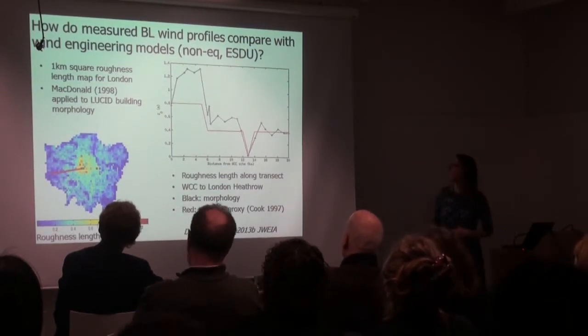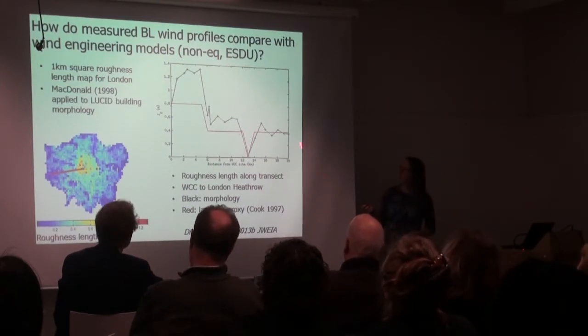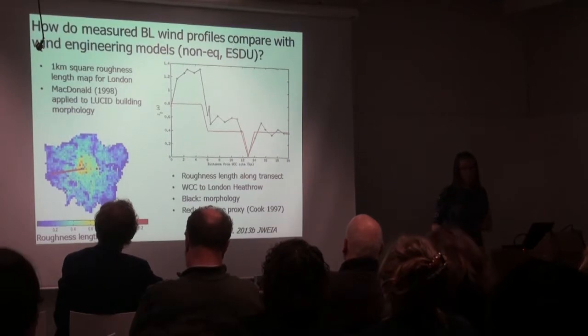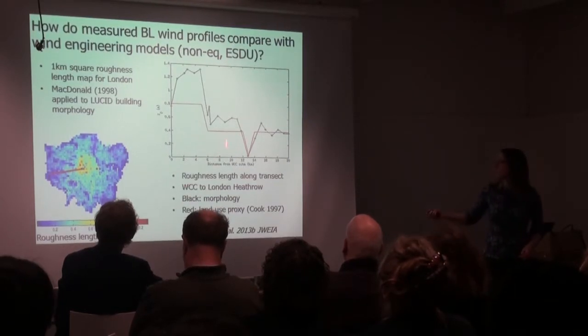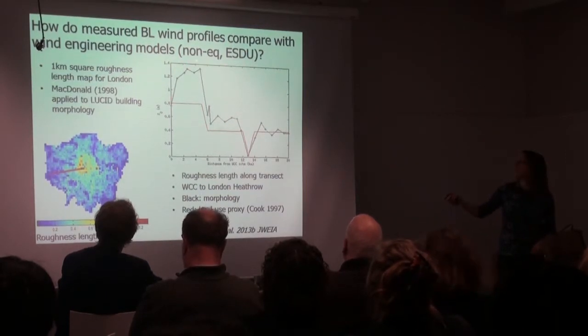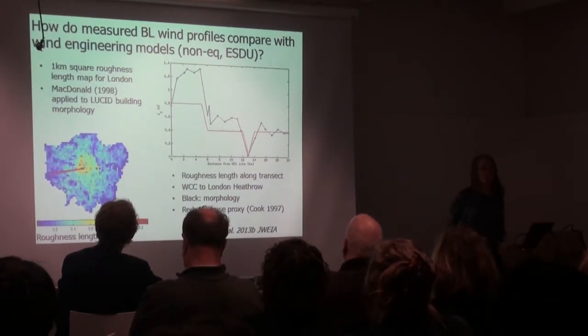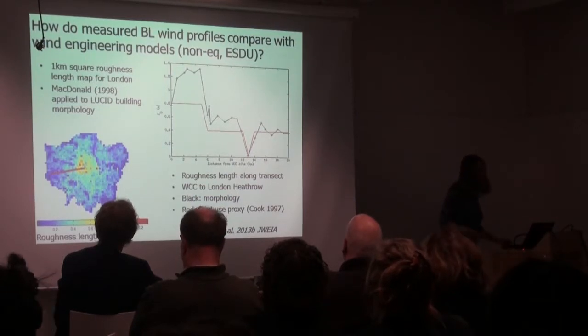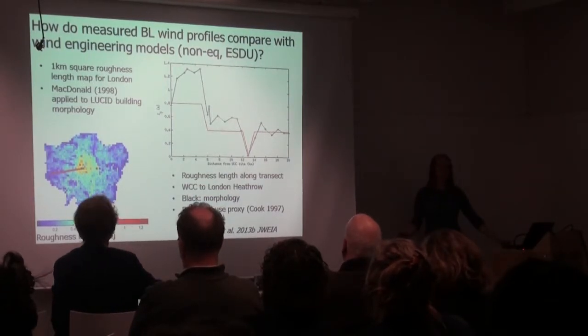So we looked at the impact on the wind as it transfers from Heathrow, surprise, surprise, to the centre of London. And we wanted to use a slightly more sophisticated map of the roughness than is assumed by wind engineers at the moment. If you're non-technical, the red line is what wind engineers would assume based on land use, and the black line is a more sophisticated database that we used. But what difference does it make to the estimated wind profile?